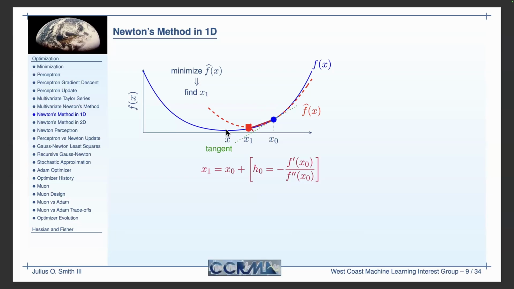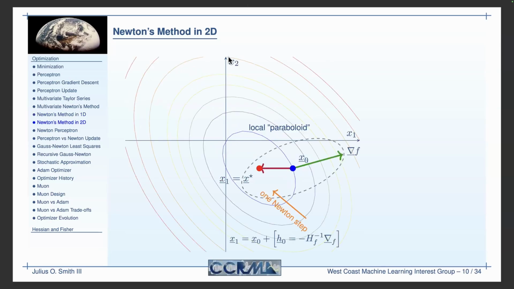Once it doesn't change anymore, we figure we're probably there. So that's your Newton method in 1D. And then the same sort of thing happens in 2D, where we're on some surface and we do a local second order Taylor expansion to make a local paraboloid approximation, and then you jump to the bottom of that.